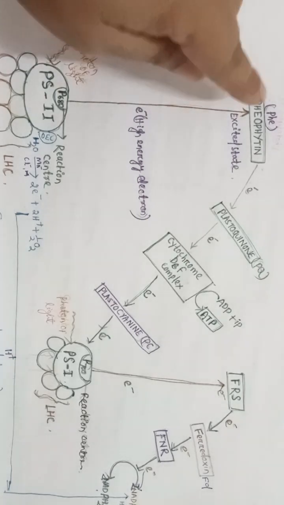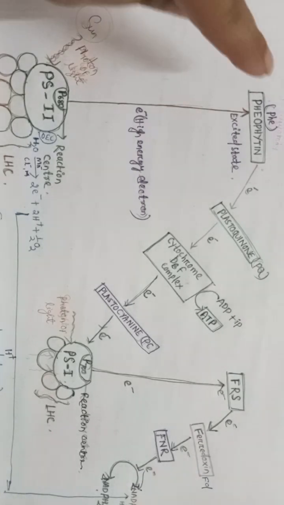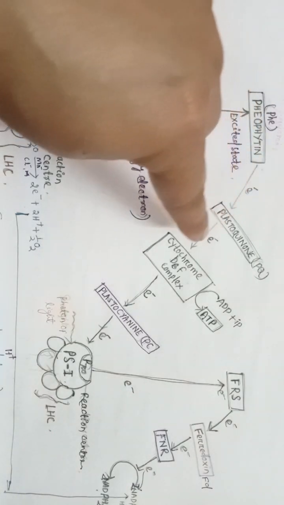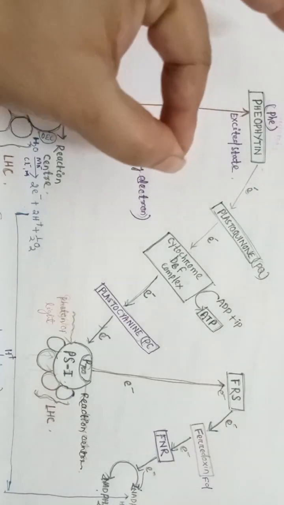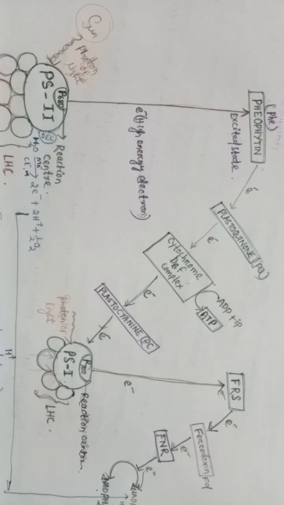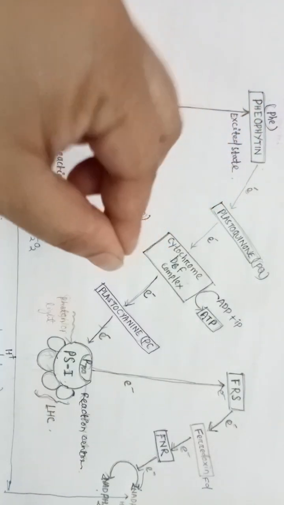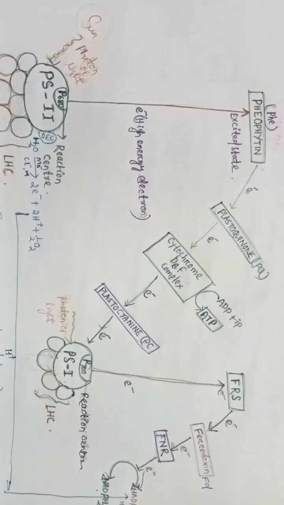Okay, and what about the electron carriers present in the thylakoid membrane? The electron carriers which are present in the thylakoid membrane are arranged in a sequential manner. They are arranged according to their increasing redox potential. Okay? So, this is all about the non-cyclic photophosphorylation.